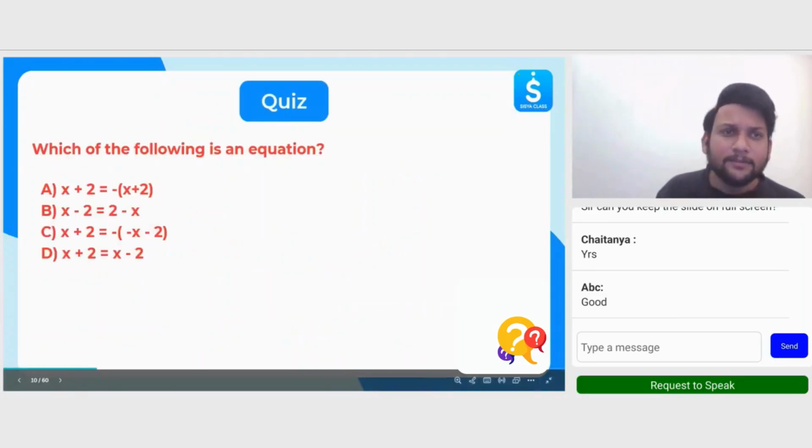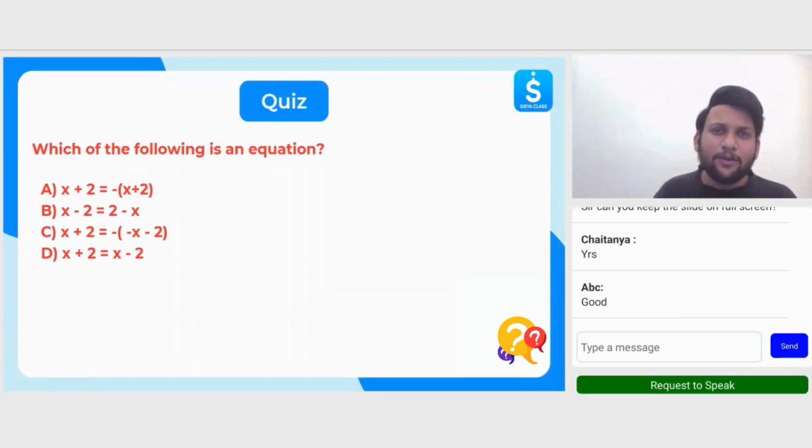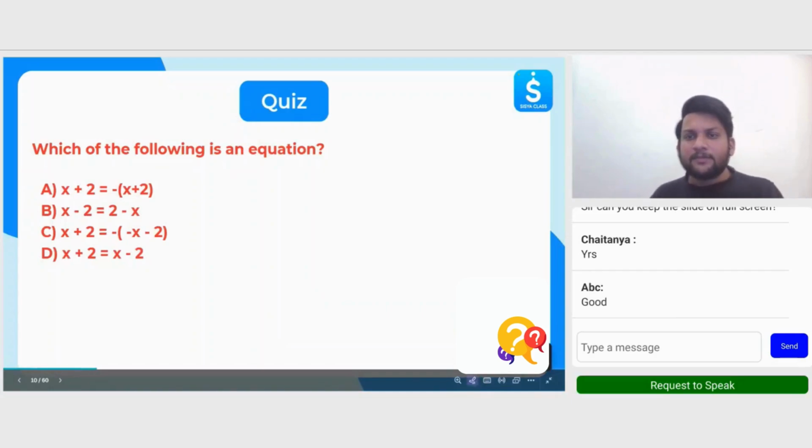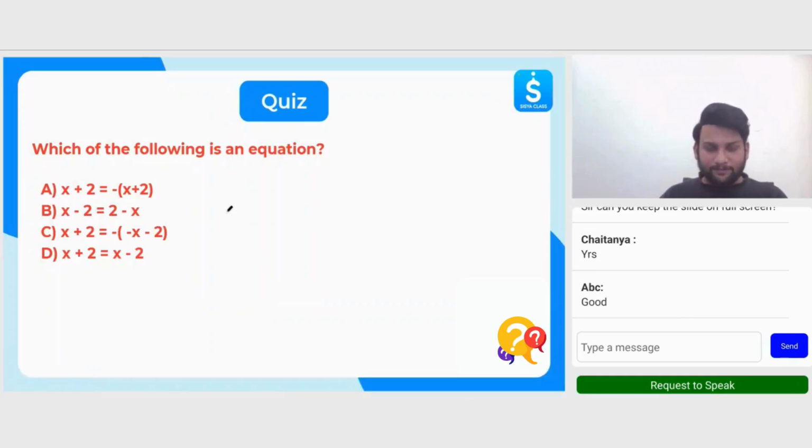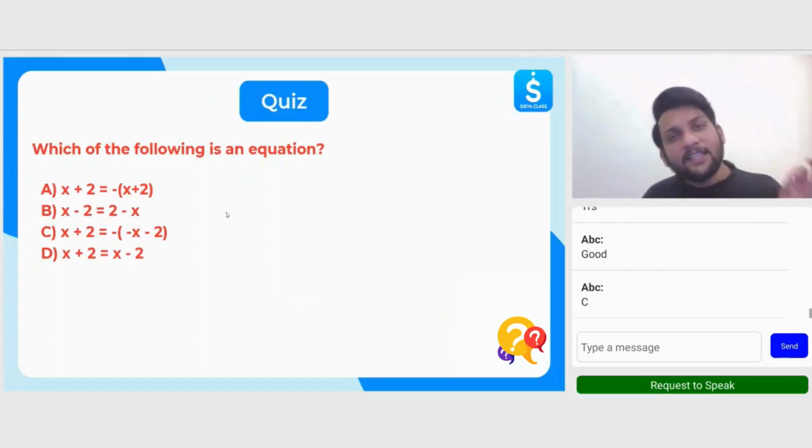All right, let's start. Which of the following is an identity? What do you think? A: x plus 2 equals minus of x plus 2. B: x minus 2 equals 2 minus x. C: x plus 2 equals minus of minus x minus 2. D: x plus 2 equals x minus 2. Come on, any answer. Remember what we have to do. Quickly, we will just put random values of the variable, and if the LHS becomes equal to RHS, then we have our answer.